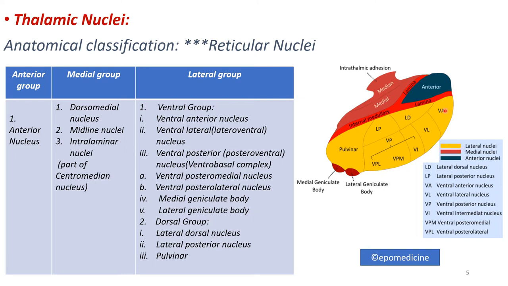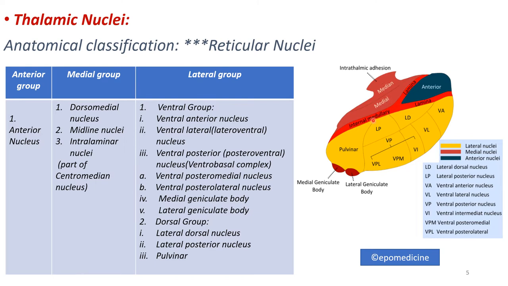In the ventral group, we have the ventroanterior, ventrolateral, and ventroposterior, which is further divided into ventroposterolateral and ventroposteromedial. We have the medial geniculate body, lateral geniculate body, and in the dorsal group, we have the lateral dorsal, lateral posterior, and pulvinar. So a total of 5 nuclei in the ventral group, 3 in the dorsal group, and 3 in the medial group: dorsomedial, midline, and then the intralaminar.